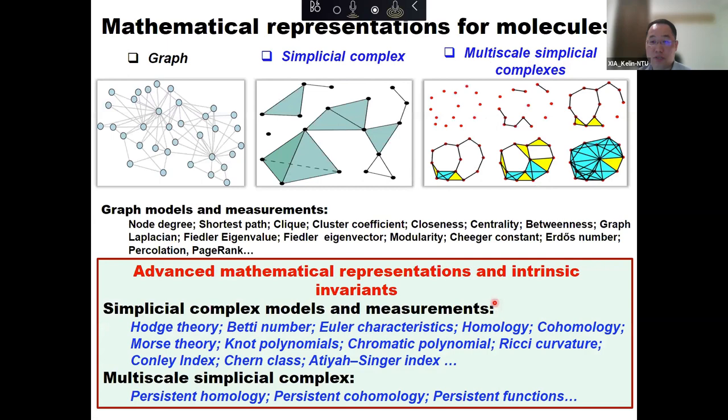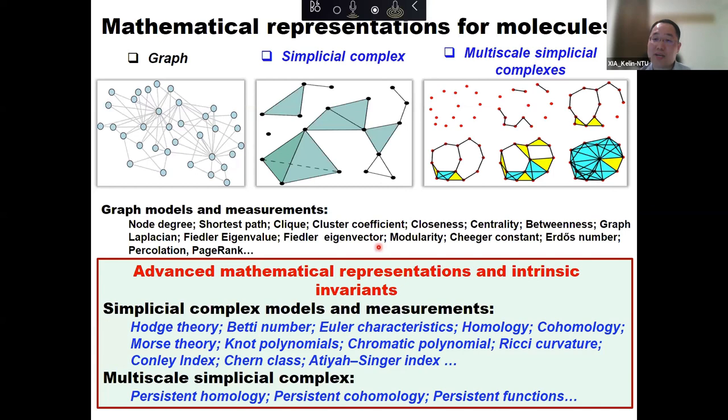To give a little bit of background or understanding of why these TDA models have the potential to beat or outperform the existing models, I think we can view it from three aspects. First, all the traditional models for molecular structures try to model them using graphs. They only have the atom-atom pair interactions. Based on this pair interaction, they have all kinds of measurements: log degree, shortest path, PageRank, cluster coefficient, eigenvalue, eigenvector, and so on and so forth. But again, all these things only measure pairwise interactions.